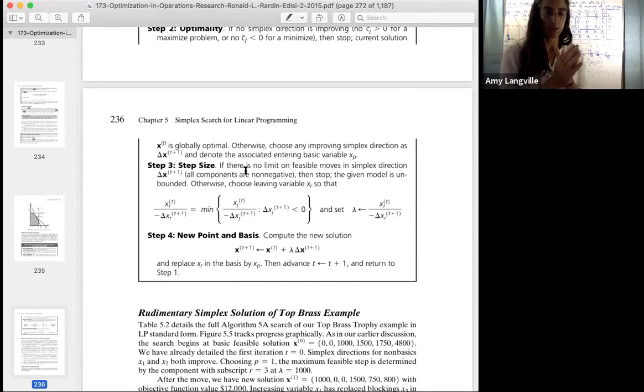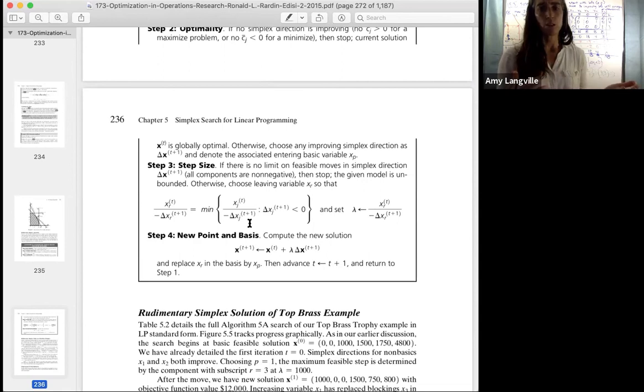But there's also the case, I think we forgot to talk about that in step 3. Once you've got your initial basic feasible solution, you've got a direction. How far do you go? That's step 3, your step size. You just do the minimum ratio test, only for the components in your change vector that are negative. Those are the only ones that might potentially, if lambda is too big, violate feasibility. And so you're going to check this and choose the minimum.